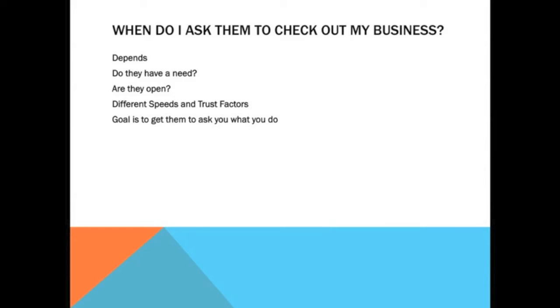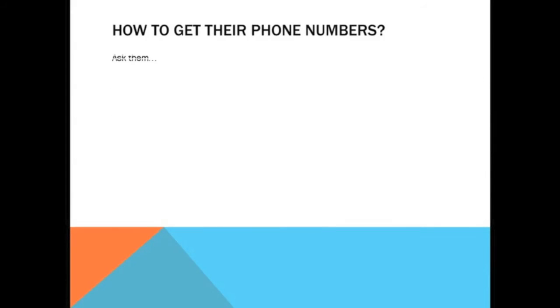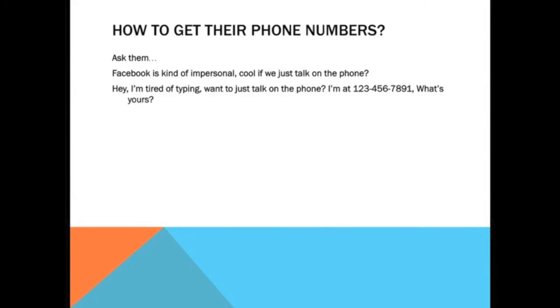Ideally, you definitely want to get people on the phone. You definitely want to get people onto some kind of call where you're having that interaction and you're speaking to that person. The goal is to get them to ask you, what do you do? So just have them make sure they ask you, what do you do? Okay? How do you get phone numbers? You're going to ask them. And this is how you're going to do it.